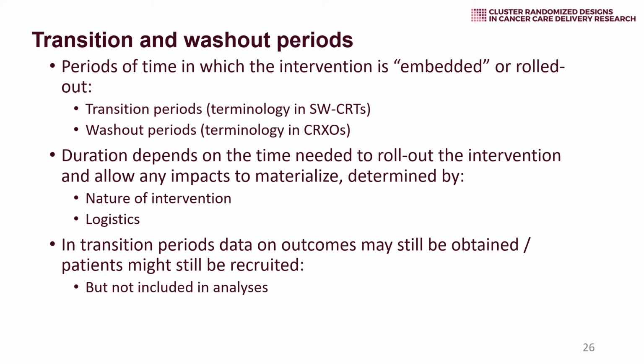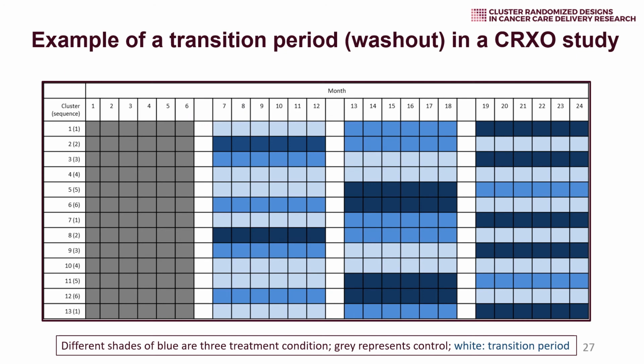This depends on the nature of the intervention and the logistics of setting the intervention in place. In these transition or washout periods, data on the outcomes may still be obtained, and it's often better to keep collecting outcome data to not disrupt the trial processes. But it shouldn't be included in any analysis, as they will represent periods in which the intervention has not been fully embedded into practice.